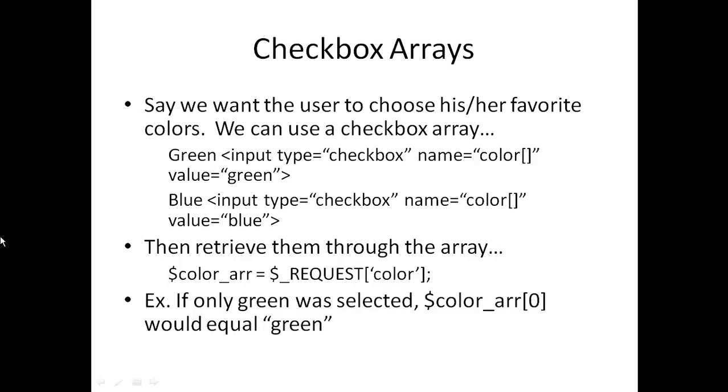So that's why I have $color underscore ARR, because for me it helps keep it straight that that's actually going to be an array. And then if only green were selected, $color underscore ARR with an index of 0 would equal green, because that's what we have the value set for that particular checkbox.